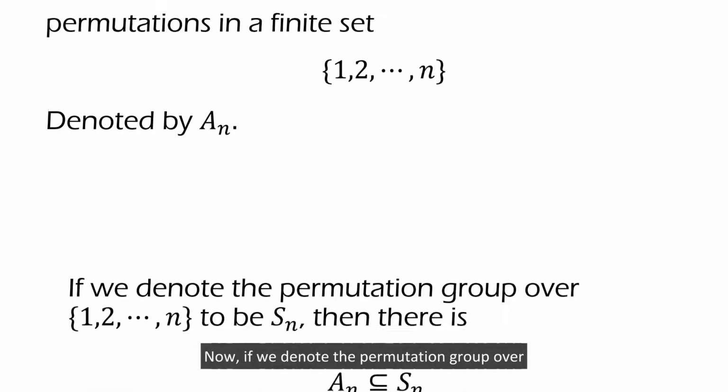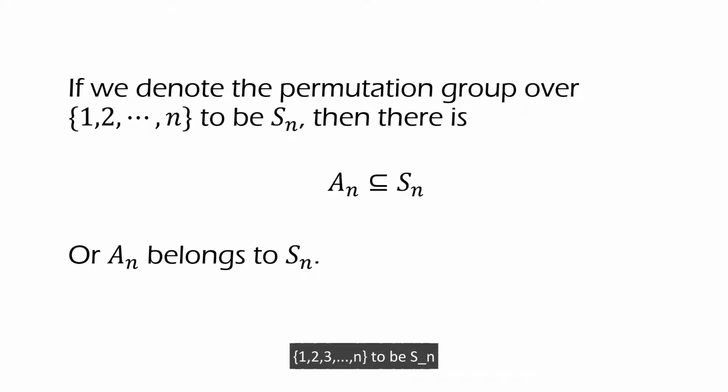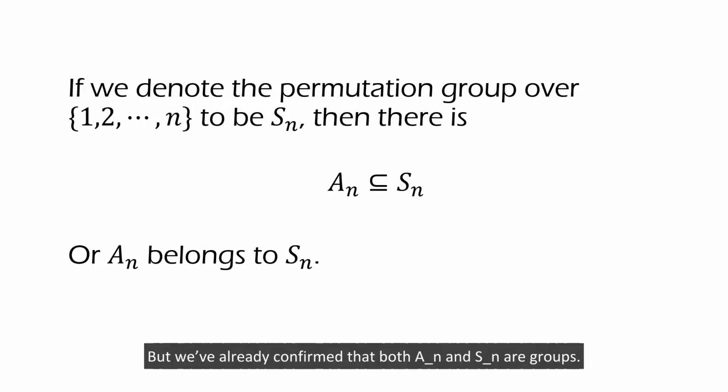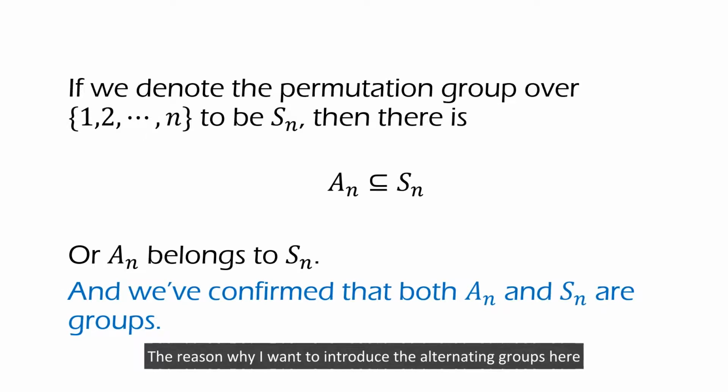Now, if we denote the permutation group over the set 1, 2, 3 all the way down to n to be S sub n, then we find A sub n is a subset of S sub n. But we've already confirmed that both A sub n and S sub n are groups. The reason why I want to introduce the alternating groups here is to visualize how one group contains the other group, of course, under the same operation defined on a bigger group.